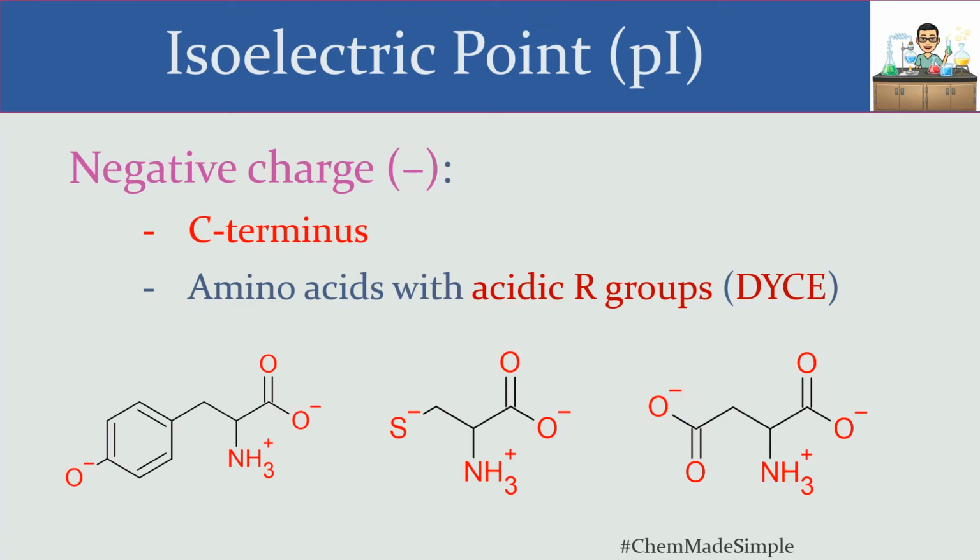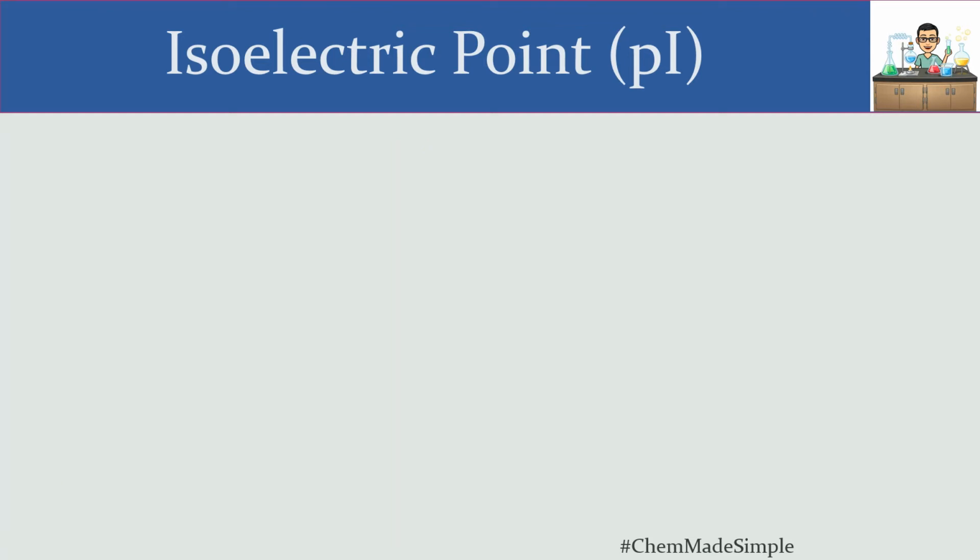So now that we learned that positive charge comes from the nitrogen-containing R groups, histidine, arginine, and lysine, and it also comes from the N-terminus, and now that we learned the negative charge comes from DYCE and the C-terminus, how does that help?